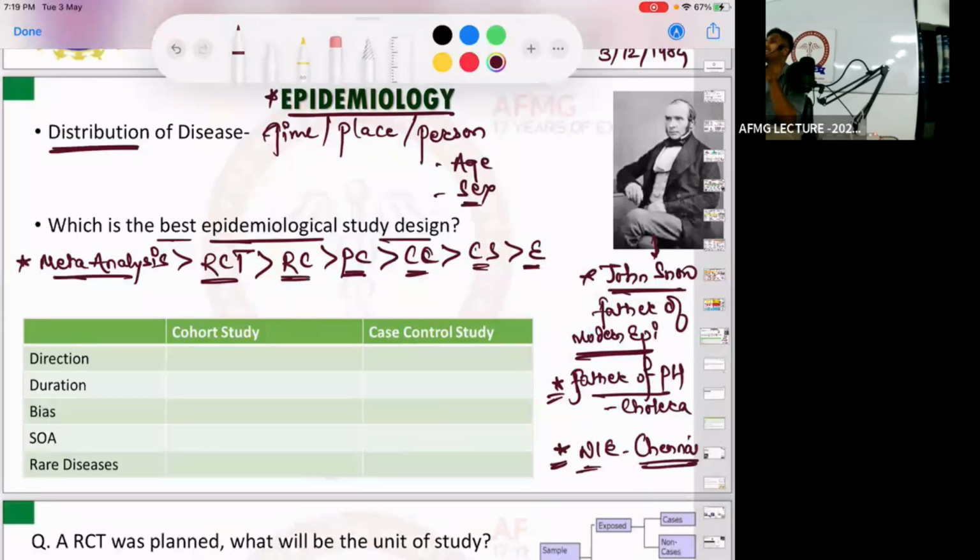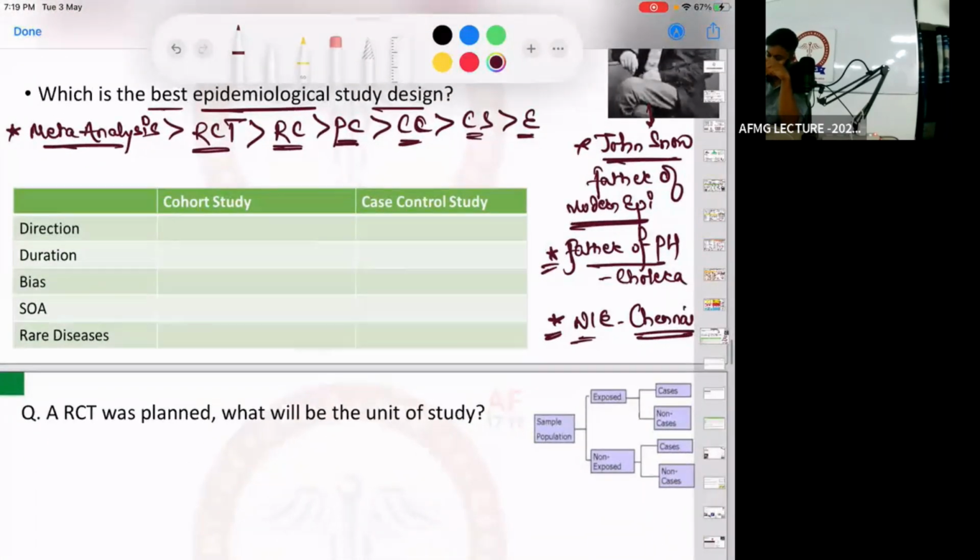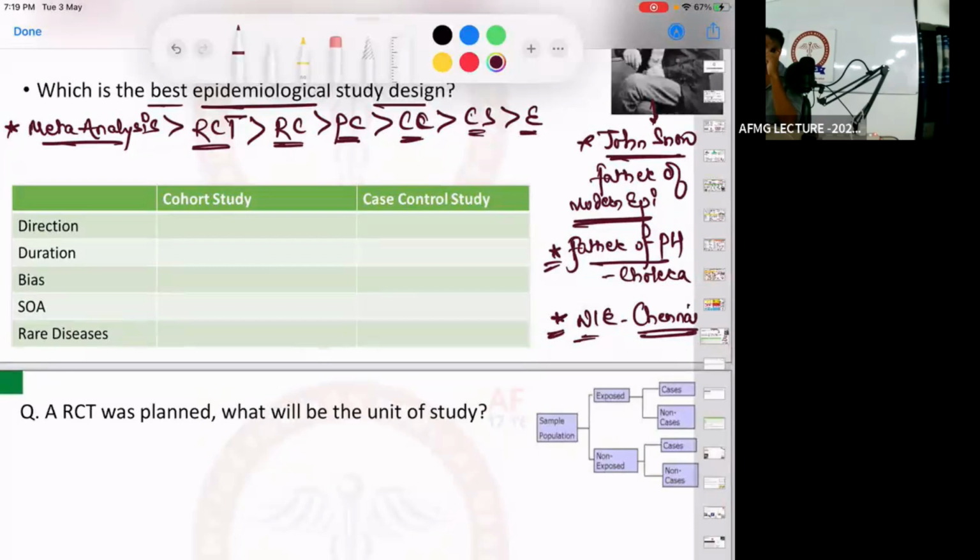याद रखना. Hypothesis testing in analytical studies, hypothesis formulation in descriptive, and hypothesis confirmation in interventional studies. ठीक है? Now, if I make a difference between the best two analytical study designs, that is cohort and case control: first of all, the direction of cohort is forward looking.